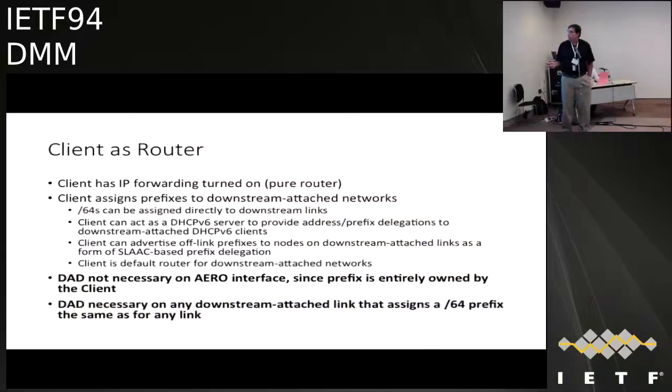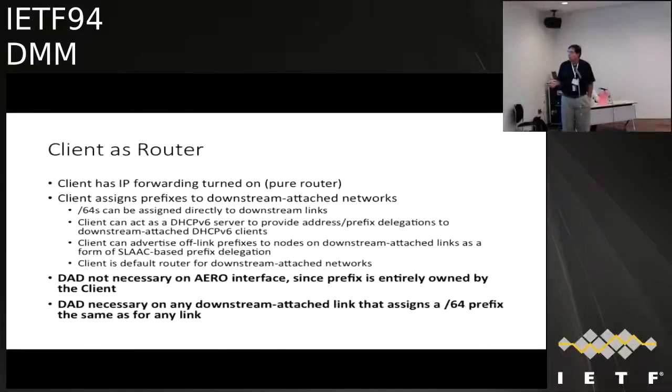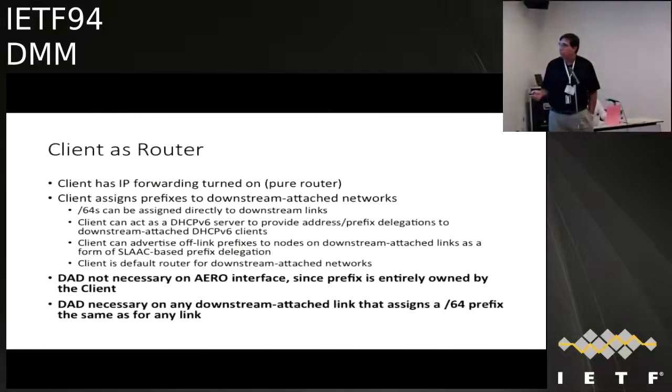Client as a router: the client has IP forwarding turned on, as a router would. It assigns prefixes to downstream attached networks. The /64s can be assigned directly to downstream links, but that is not necessary on the Arrow interface, since the prefix is entirely owned by the client. But that would be necessary on any downstream attached links that assign a /64 prefix.